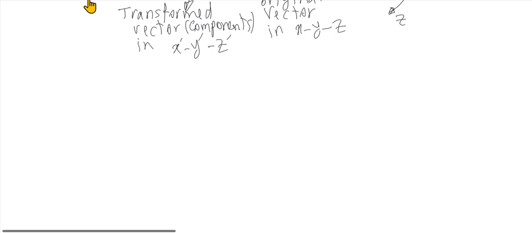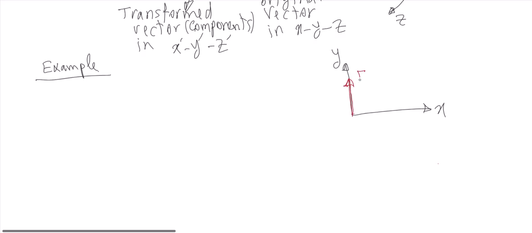Let me give you a quick example here. Let's consider a 2D, x and y, and purposefully I consider my vector here like this. Let's say our f is along the y-axis.